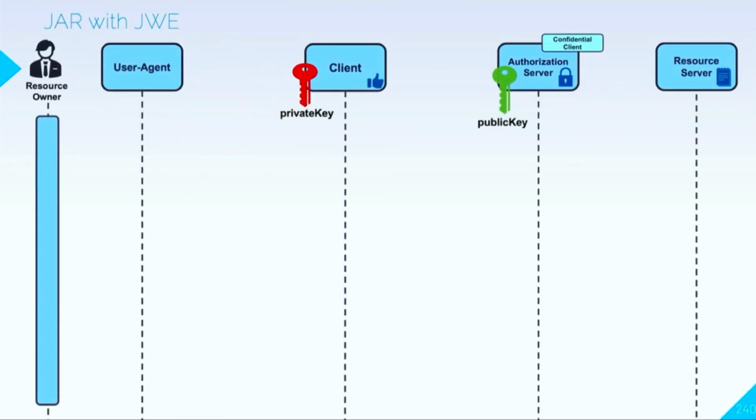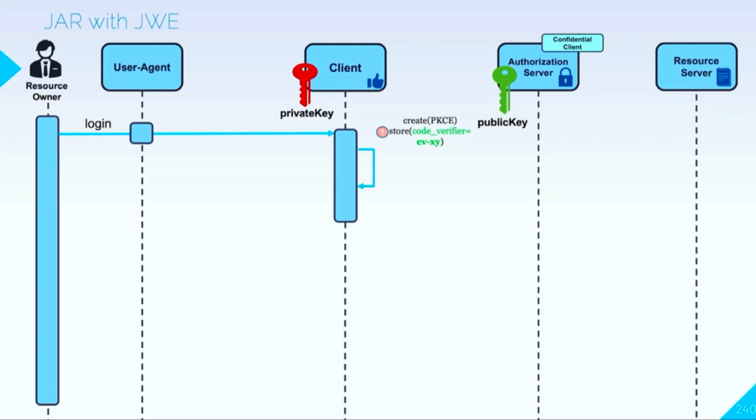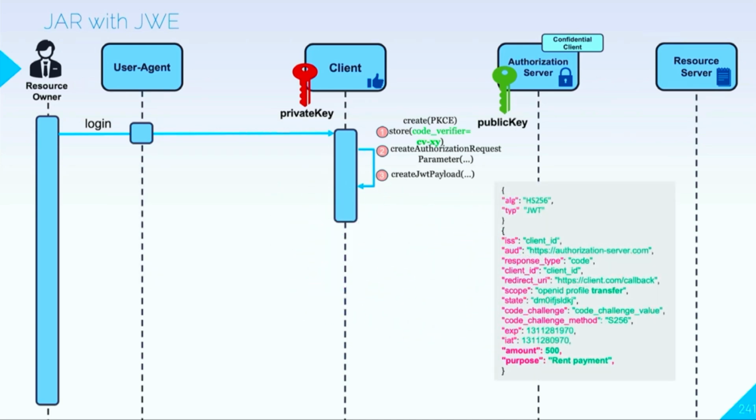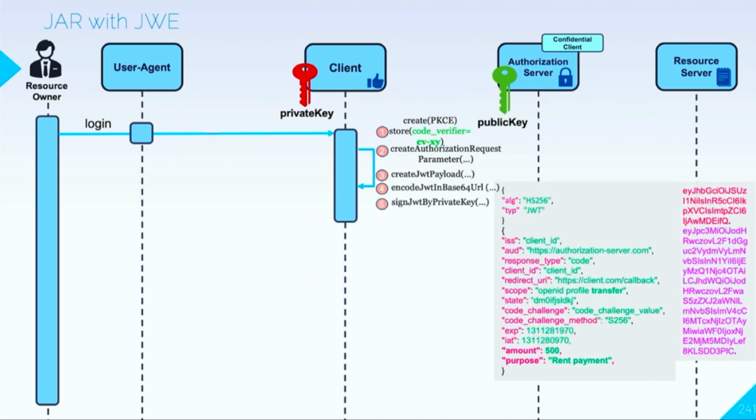In simple terms, JAR with JWE works similarly to JAR, but with an added step. It encrypts the token. First, as usual, the resource owner initiates the flow. The client then performs the same steps as JAR: generates a PKCE and stores the code verifier securely, creates the authorization request parameters, including some sensitive information like an amount of 500 and the purpose, rent payment, that needs to remain confidential. Then it packages these parameters into a JWT, encodes and signs the token to ensure integrity and authenticity.